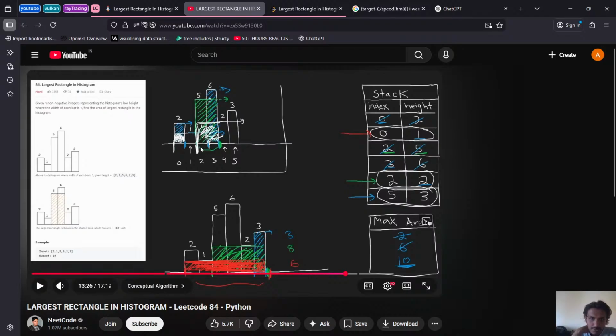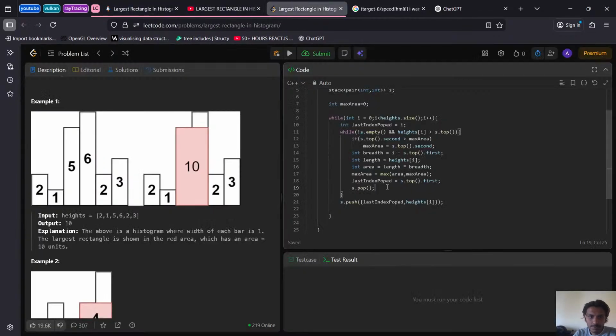4 minus 2, that is... this, this. Instead of doing this, I dot top. I. And we calculate breadth. We calculate this. Then again for the next situation we have this I. I has 4. 4 minus.